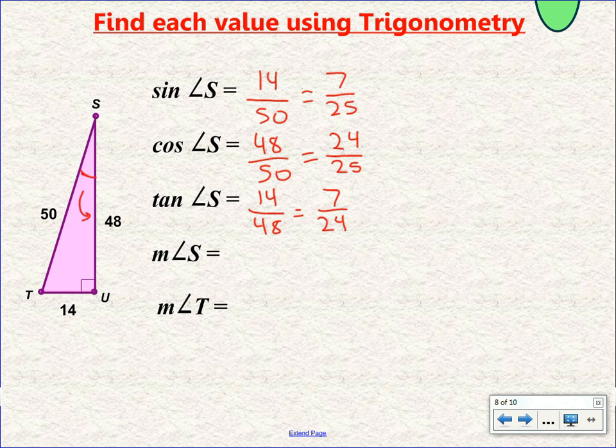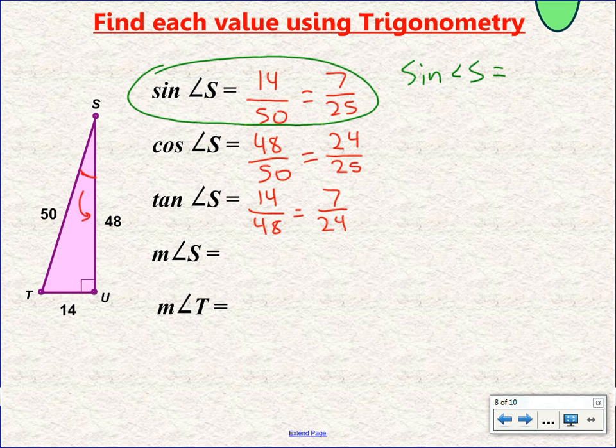Now if I want to find the measure of angle S, here's the cool thing. I can use any of those trig ratios. We found all 3 of them, right? So pick one. You pick your favorite one. I'm going to pick one. You can do a different one for me, or you can do the same one for me. Up to you. I'm going to go with the sine of S equals 7/25. I'm going to use that to find the angle measure. So I know the sine of S is 7 over 25.